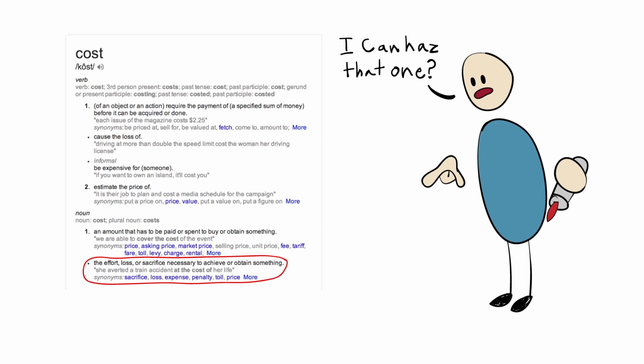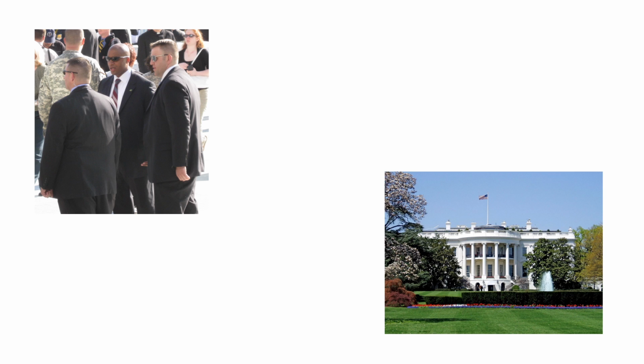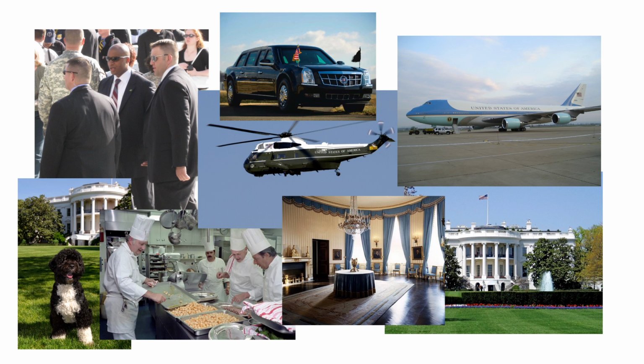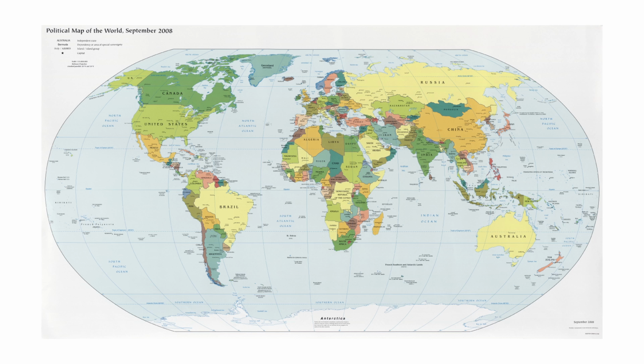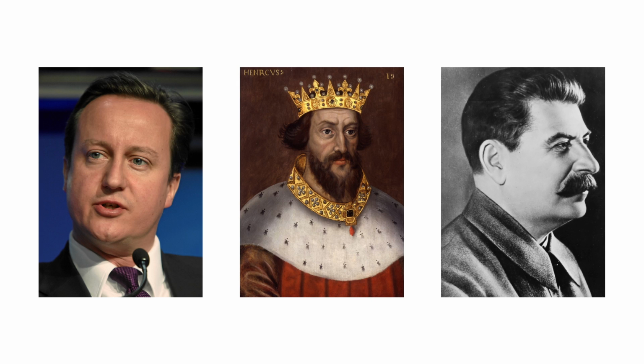Well, sort of. You see, it depends on how you define the cost of a president. You might define the cost of a president as the total price of keeping the first family alive, maintaining the White House, and every other expense allocated to the commander-in-chief's use. But mind you, we might as well call this the head of state tax, because all governments must pay these expenses, regardless of whether they have a prime minister, king, or dictator.